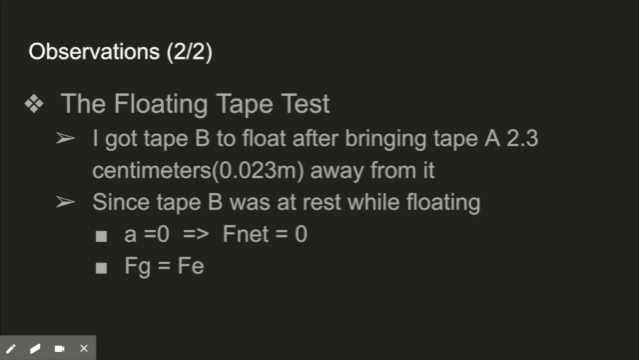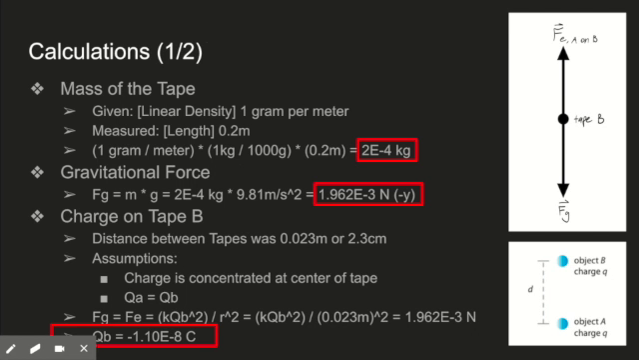From the floating tape test, I observed that I got the tape to float after bringing it 2.3 centimeters away from tape A. Since tape B was at rest while floating, that means the net force on the tape B was 0, so that force due to gravity should be equal to the electric force due to tape A's charge. So here are the calculations I made.